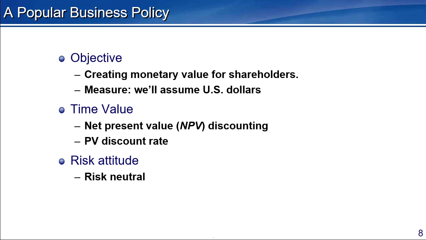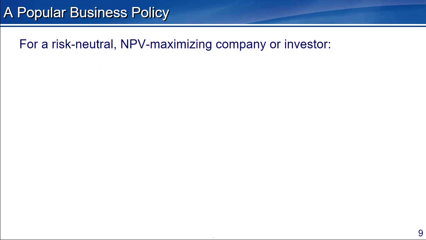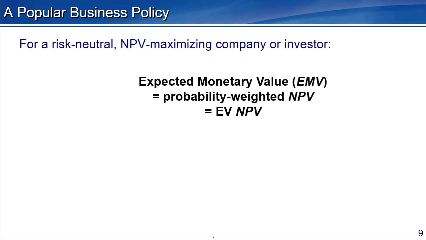And risk attitude is important if the company is conservative in its decision making. Let's assume a company is risk neutral. Many widely held companies operate this way. Expected monetary value, EMV, is the probability weighted NPV outcome. EMV is expected value NPV. Your company may call EMV by a different name. Some companies use a synonym, mean NPV.